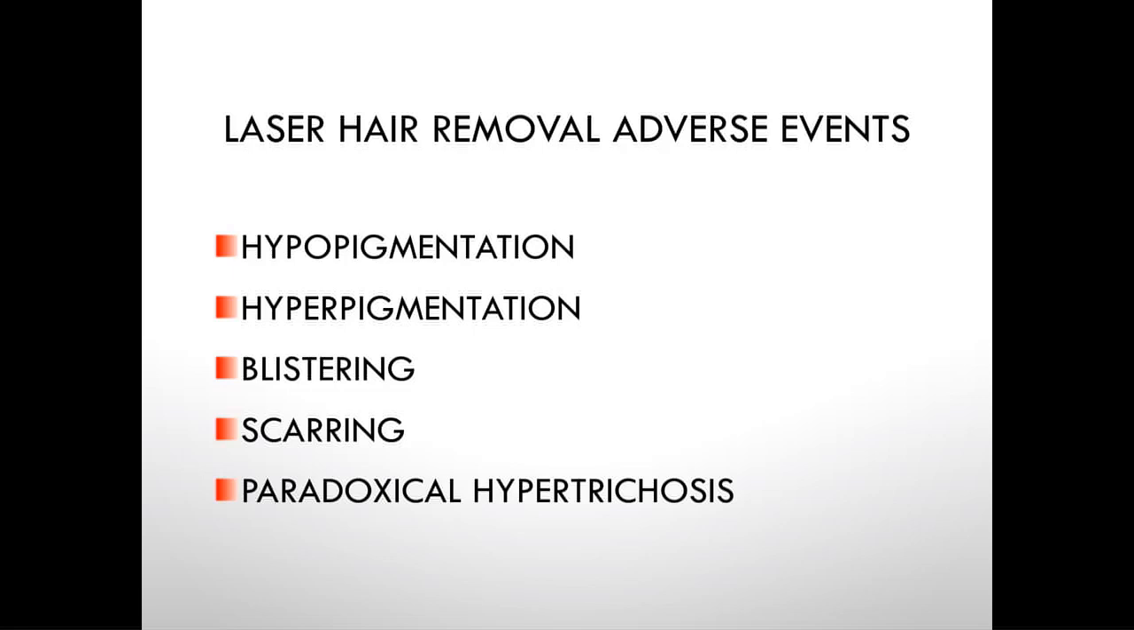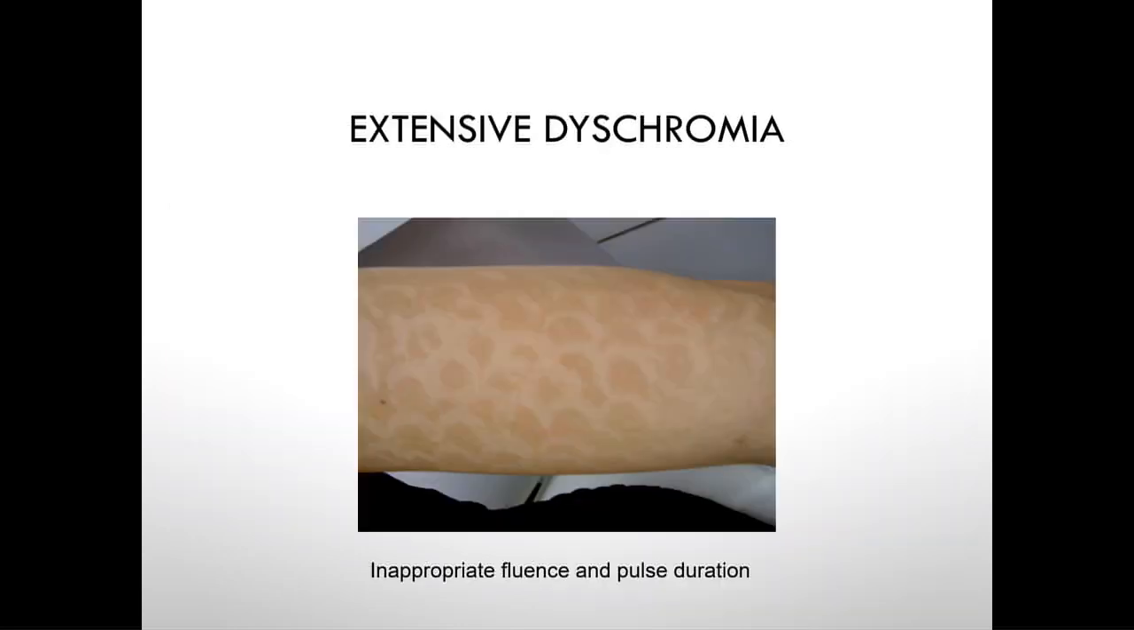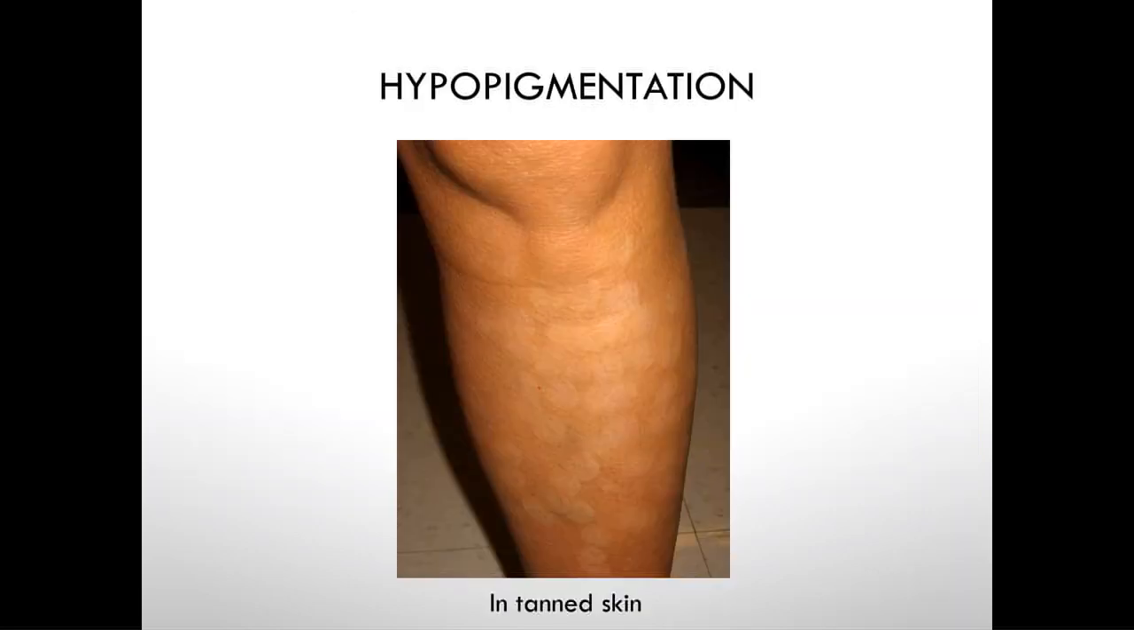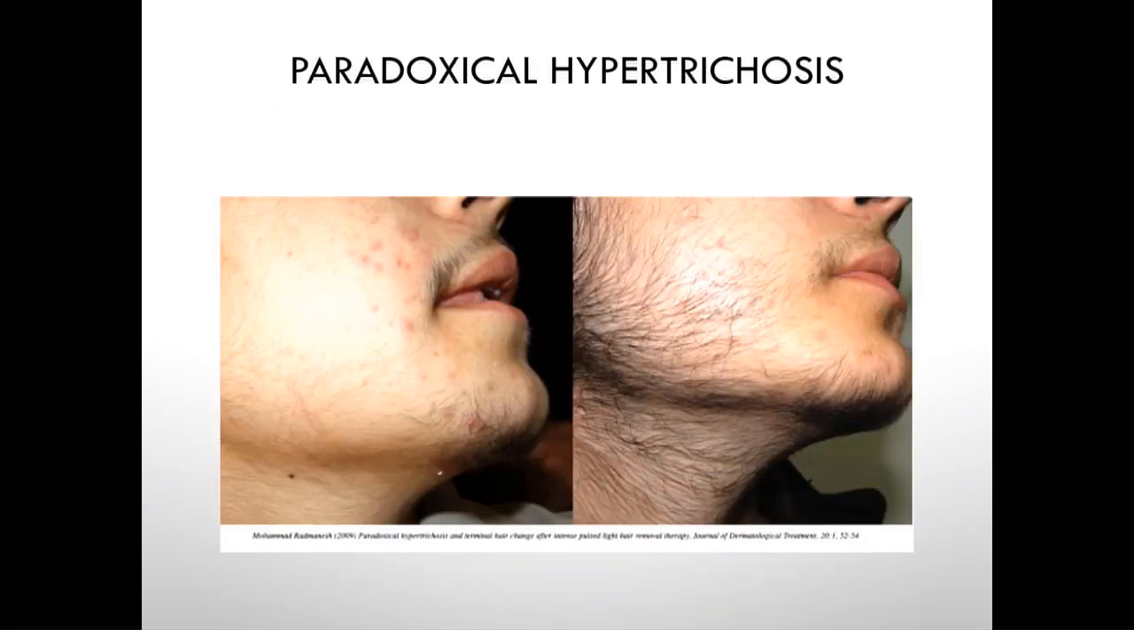The adverse events of laser hair removal include hypo and hyperpigmentation, blistering, scarring, and paradoxical hypertrichosis. Example of hyperpigmentation in a dark-skinned individual, extensive dyschromia due to inappropriate fluence and pulse duration, poor technique, resulting in bizarre growth of the back hair, hypopigmentation when treating this patient while she stands, and scarring. You can still get scarring if you use aggressive settings or the wrong laser.